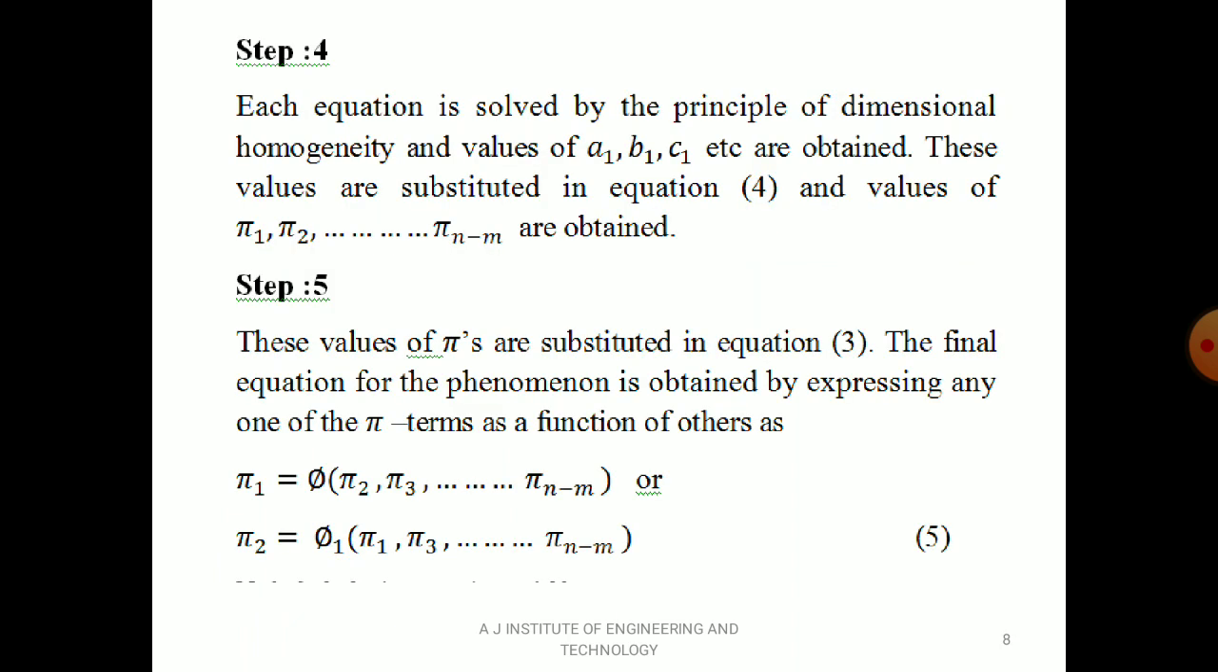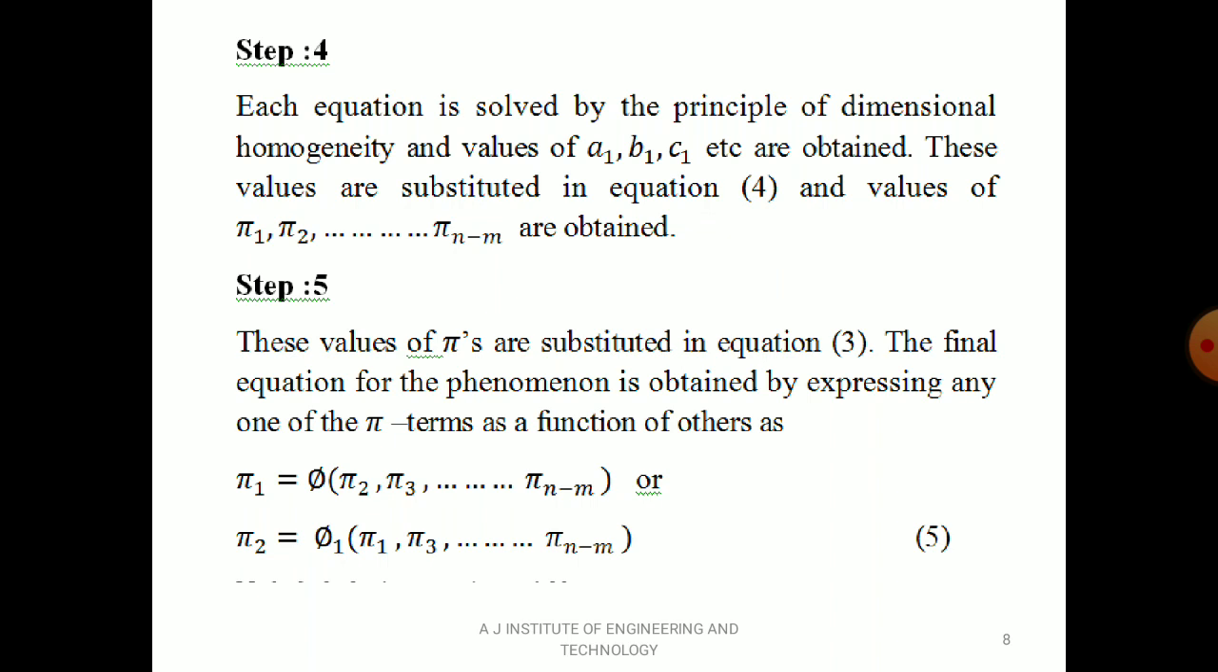Next, step 4. Each equation is solved by the principle of dimensional homogeneity and the values of a1, b1, c1, etc. are obtained. These values are substituted in equation 4 and the values of pi 1, pi 2 up to pi n minus m are obtained. So the expressions for pi 1, pi 2, pi 3 can be solved by using the concept of dimensional homogeneity, that is, the left hand side dimension should be equal to the right hand side, so that we can get the values of a1, b1, c1, a2, b2, c2 and so on. We can then back substitute the values of a1, b1, c1 and a2, b2, c2 and so on in expression 4, that is, the expressions for pi 1, pi 2 up to pi n minus m.